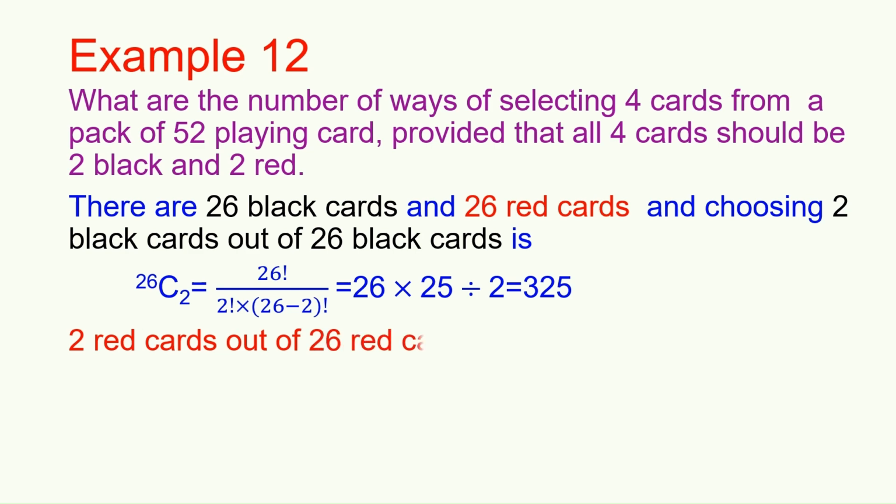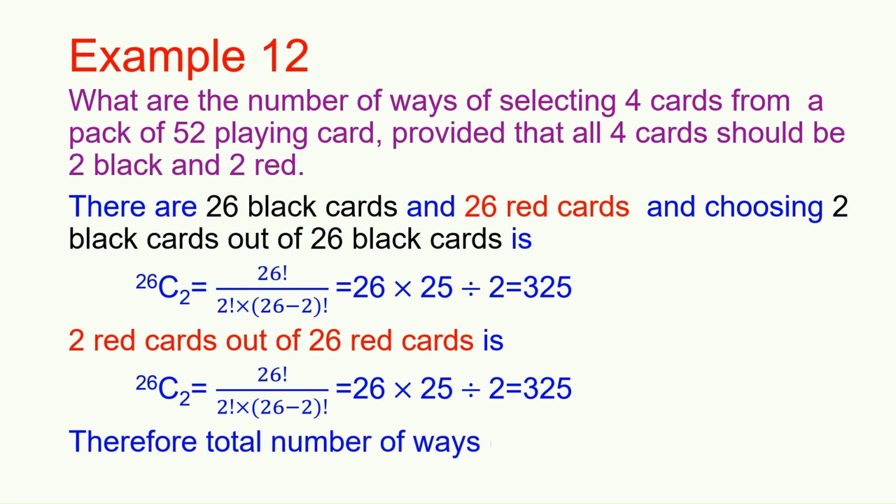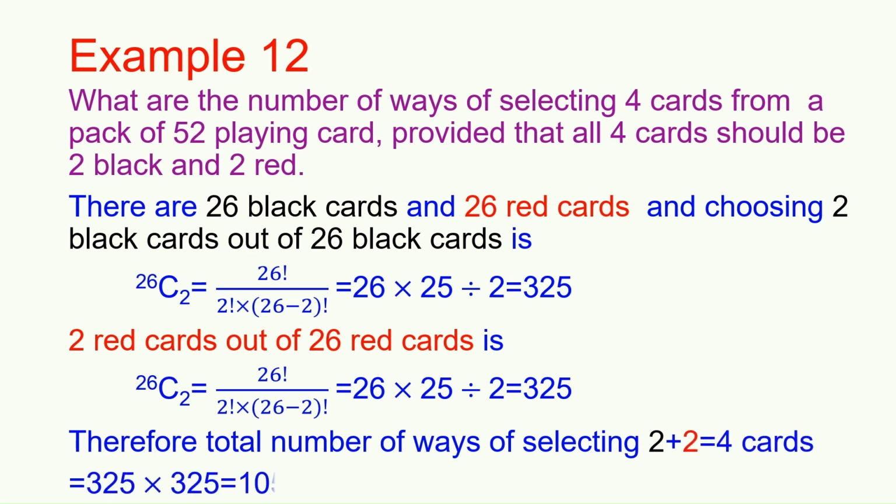Choosing 2 red cards out of 26 red cards is 26C2, which equals 26 times 25 divided by 2, equals 325. Therefore, the total number of ways of selecting 2 plus 2, which is 4 cards, equals 325 times 325, which equals 105,625.